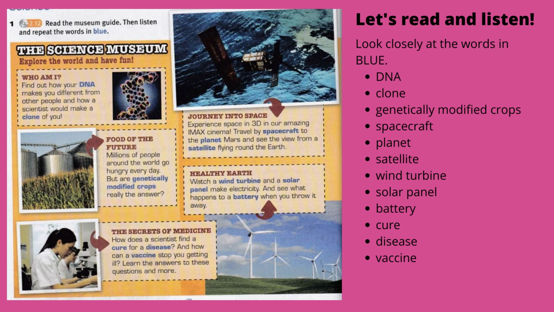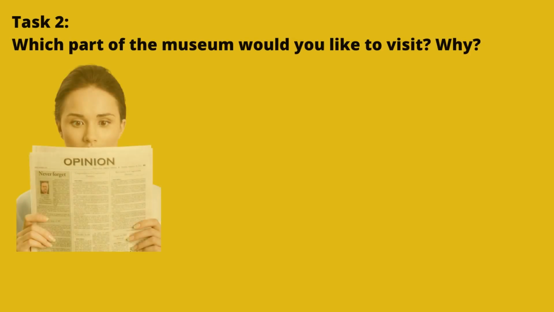So we have done with task one. We have read the museum guide, and also we have listened, and we have repeated the words in blue. And your task is to find the meanings of these words. And I want you to record yourself pronouncing all these words and send it to the Telegram group. That is for task 1. Now let's proceed.